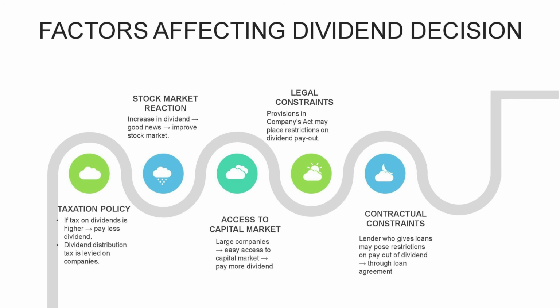Now, this will somewhere affect the net asset value of the shares in the stock market. Access to capital market is another factor, where companies tend to get easy access into the capital market by paying more dividend. There may be certain legal constraints like the provisions in the Companies Act, which may place restrictions on the amount of dividend that is being paid out by the firm. And of course, there may be contractual constraints.